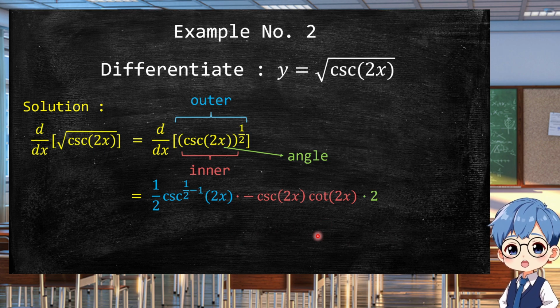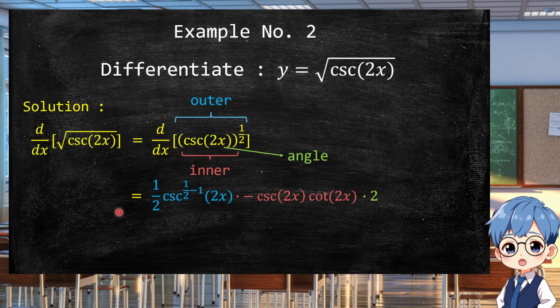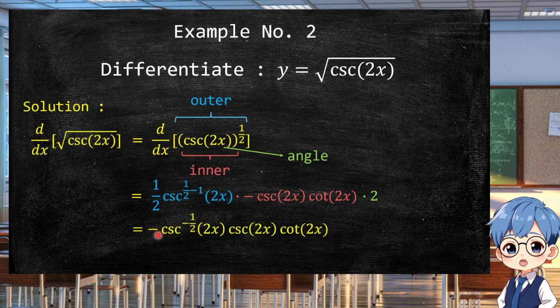So we can rearrange. Take note, we can multiply the constants here. 2 and 1/2 is just 1. And we have a negative sign indicating there's a negative 1 here, so we can rewrite negative at the leftmost part. That's why we have it here. And then of course, 1/2 minus 1 is negative 1/2. And then we just copy cosecant 2x and cotangent 2x here.